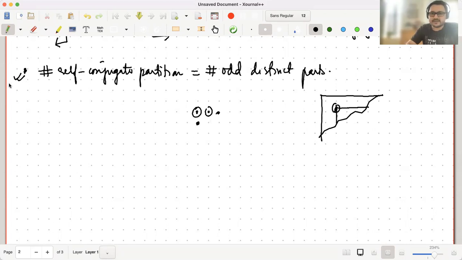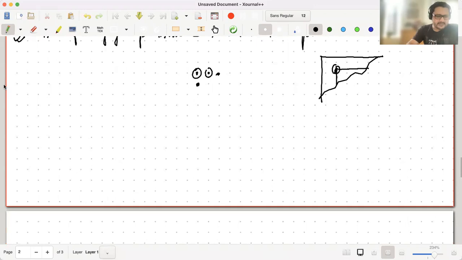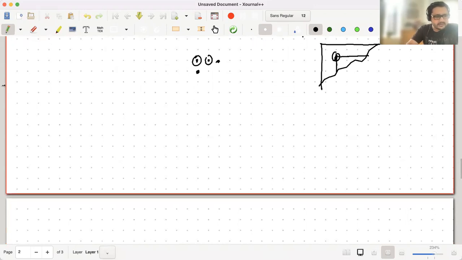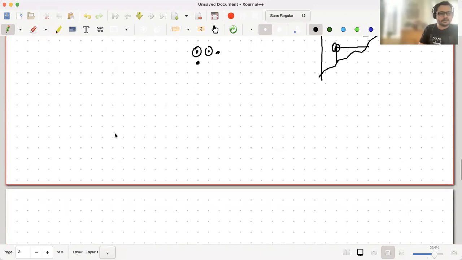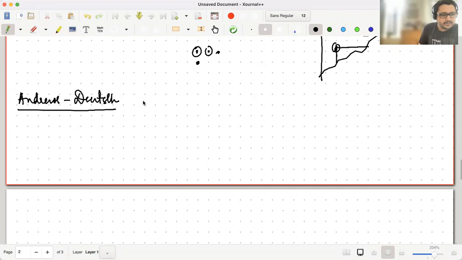So this is left as an exercise. I mean, it's very easy. You can probably already see what is going on. So there is a theorem by Andrews and Deutsch, which I'm going to state. And this theorem states that, so you will see why we are doing this theorem.